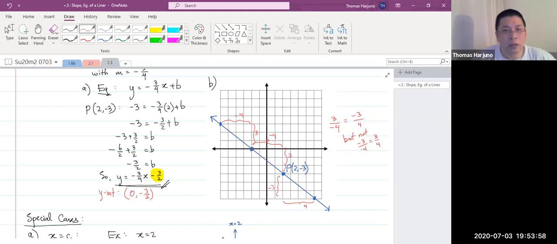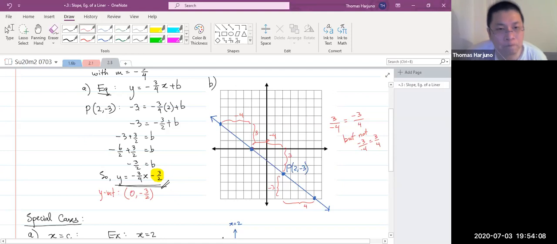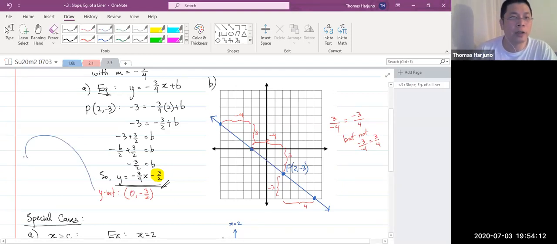Okay, and intercept is a coordinate, so it's not right for you to say the y-intercept is -3/2. No, no. The y-intercept is not a number. Y-intercept is a coordinate. Just for variation, how about if we want to find the x-intercept, then we set the y equals to 0.